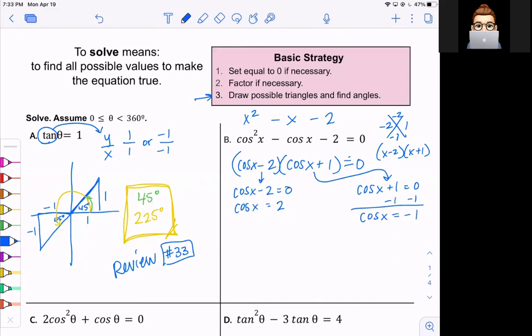All right. So we set it equal to 0. It was already there. We factored it. We're going to draw the possible triangles and now find the angles. So I've got a triangle here. Remember that cosine is x over r, x over r. So we have 2 over 1. My first thought here is, well, my r should be my longest side, and x is bigger than r in this case. So this is not a possible triangle. Not possible.